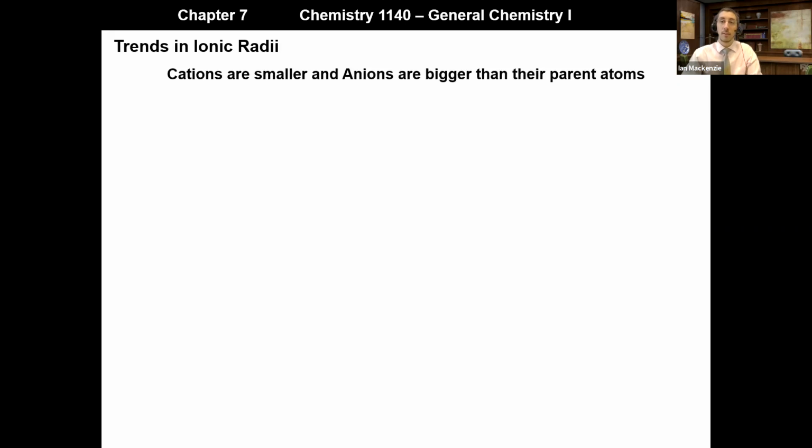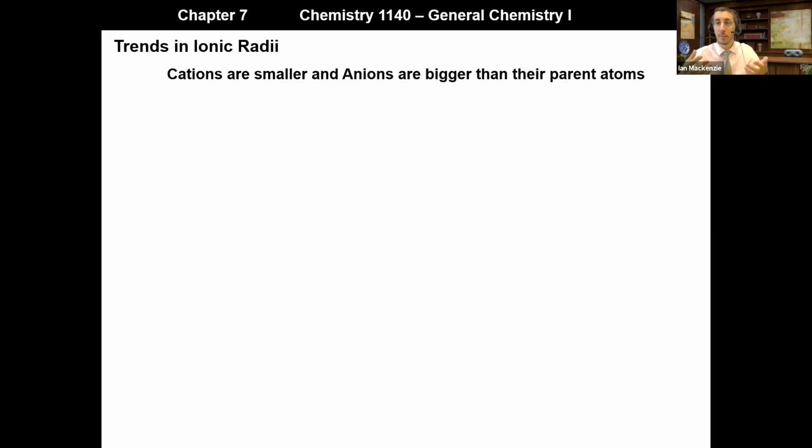Now let's take this and extend it a little bit more and talk about trends in ionic radii. So we've described why there are trends in the neutral atoms as we go across the periodic table. But what does it look like when we have ions, either a cation where we've lost valence electrons or an anion where we've gained valence electrons? Well, cations are smaller and anions are bigger than their neutral parent atoms.